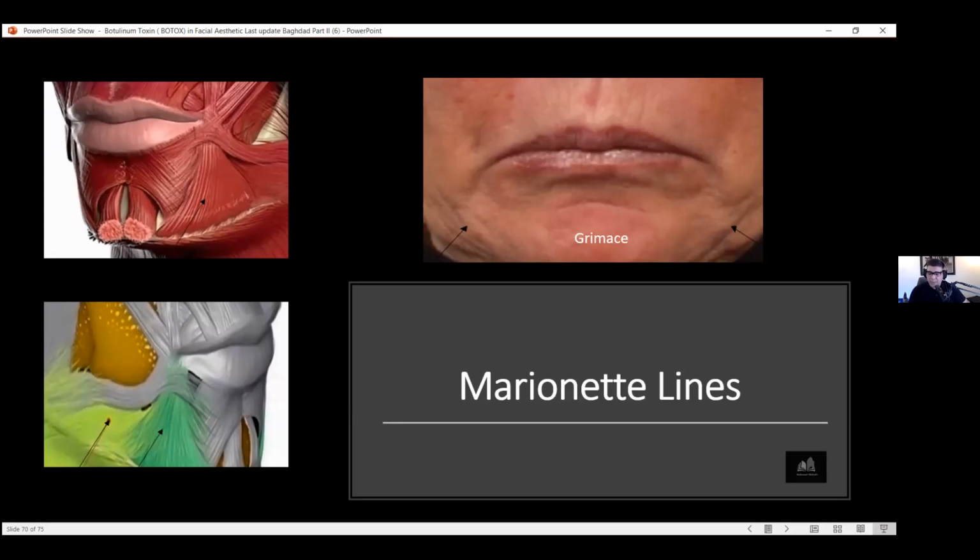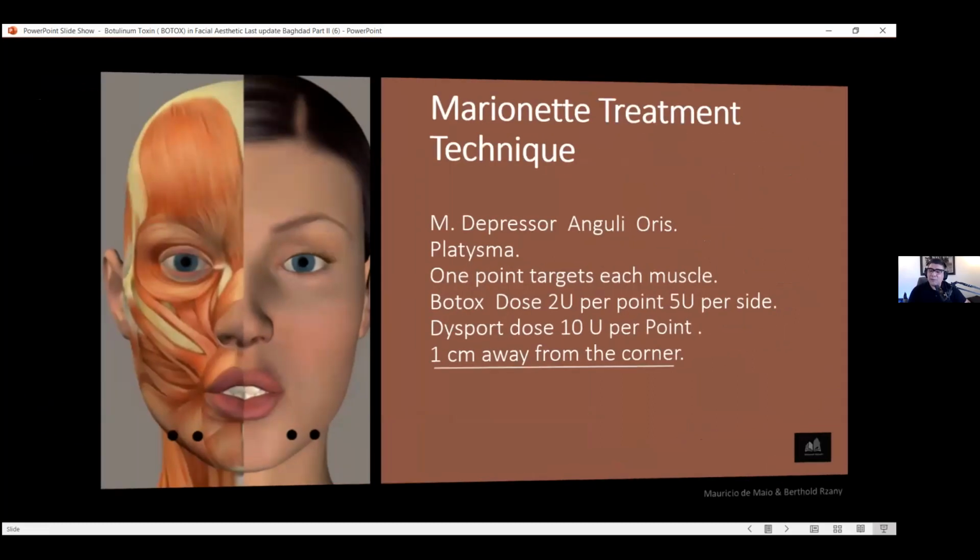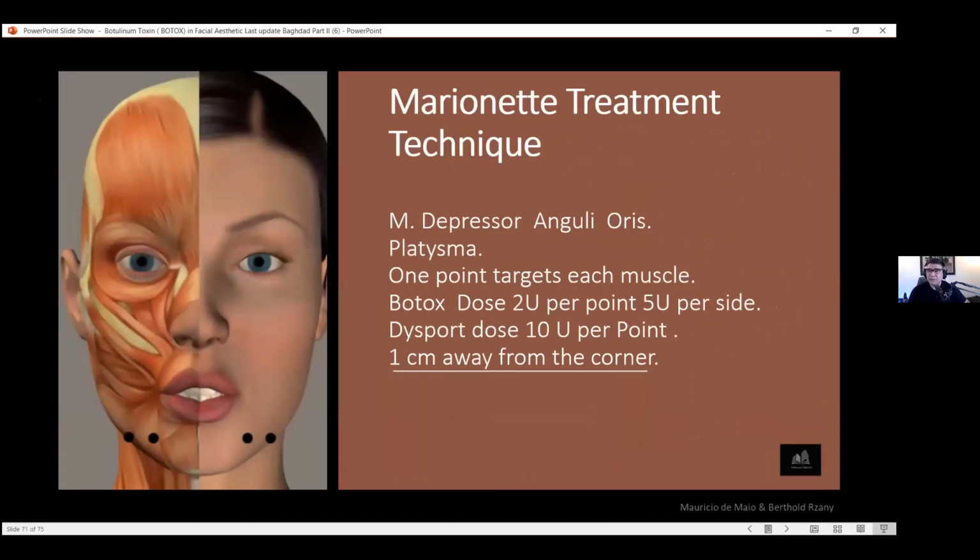So marionette lines for me is usually with old patients, and usually female. And again, I have to stay with 2 units per point. Total, because I have 2 points, maximum 5 units per side. And for this spot, I have to double the dose. If I'm a beginner, I can keep the dose just like Botox, because this spot should be higher, triple or double the dose of the Botox, but almost the same criteria.